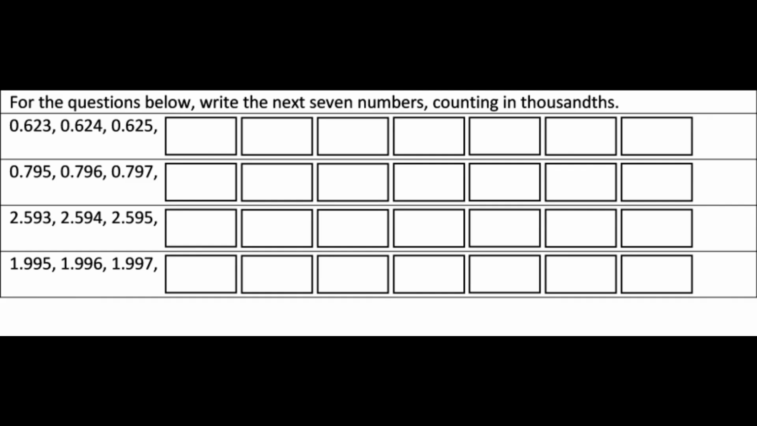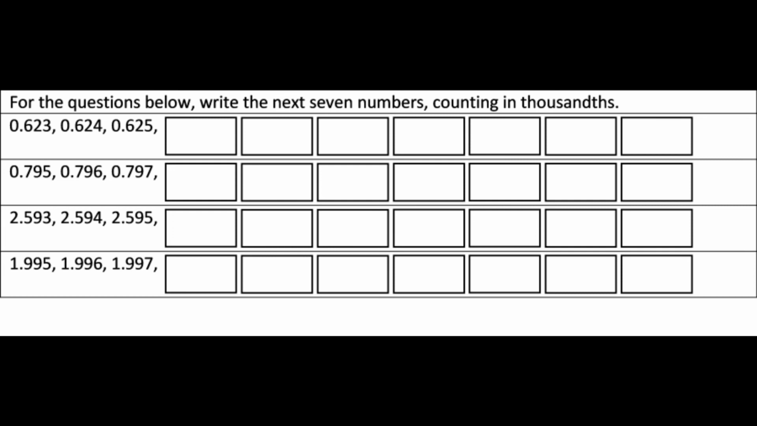Now, because decimals can take you some time to wrap your brain around, I want you to try practicing with these questions here. It says, for the questions below, write the next 7 numbers counting in thousandths. The first pattern goes 0.623, 0.624, 0.625. Now, it might go really smoothly at first, and then you might get stumped when you hit a 9.